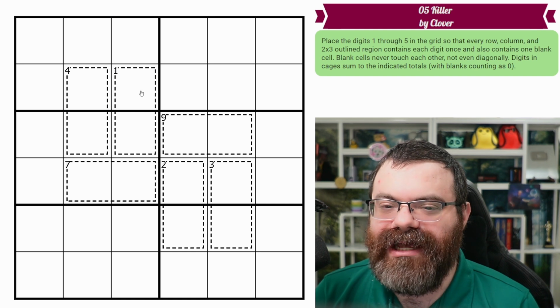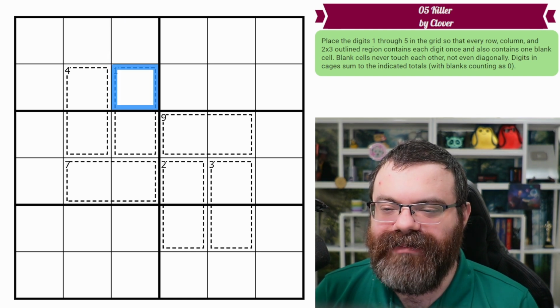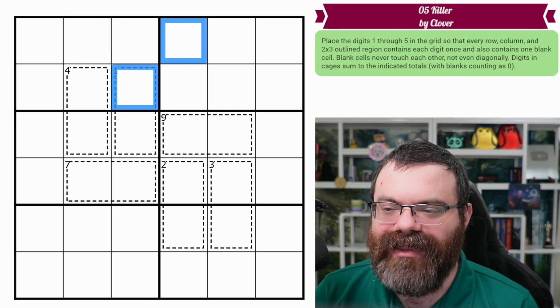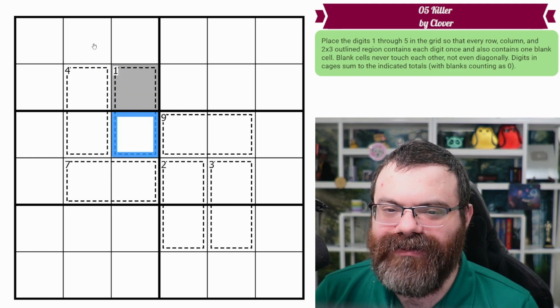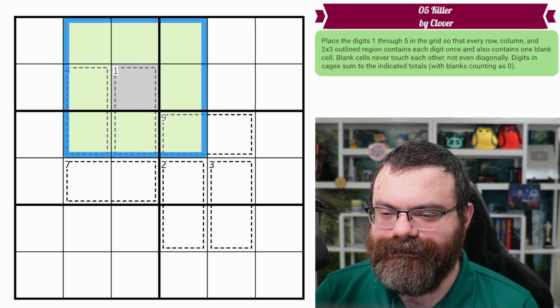Blank cells never touch each other. So if this was a blank cell and this was a blank cell, that would break the rules. They don't touch even diagonally. So we can't have blanks like that or like that or like that. So if this cell ends up blank, maybe I'll use gray for that, then none of these cells around it are blank. Okay.